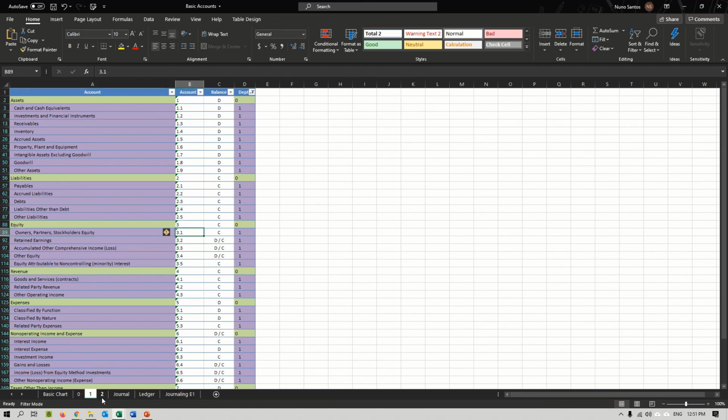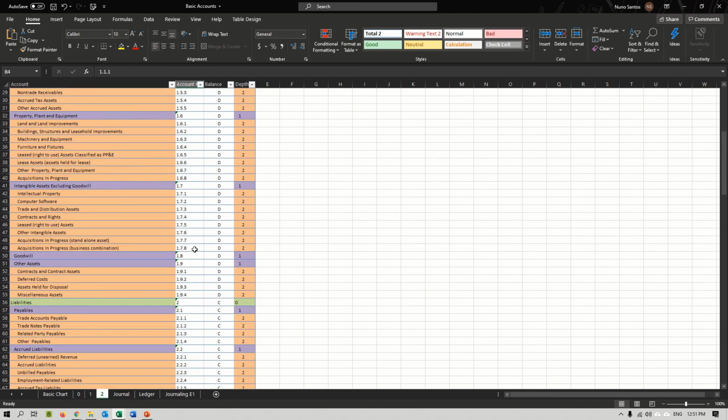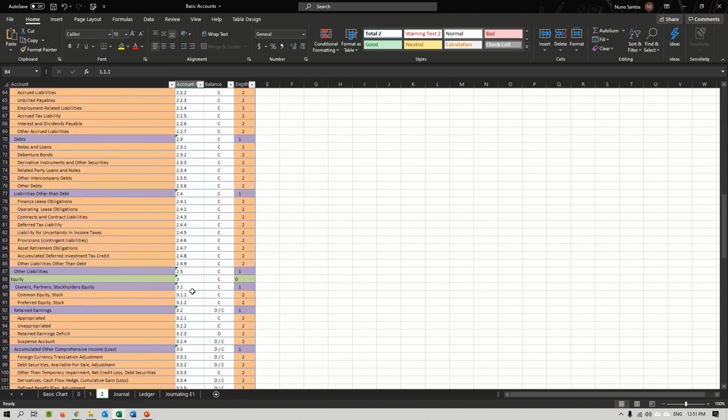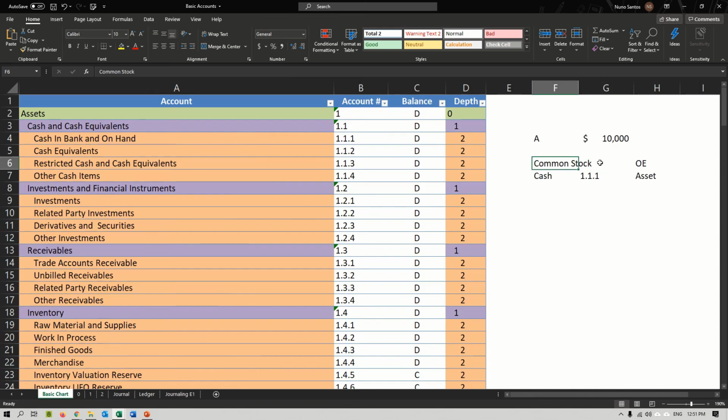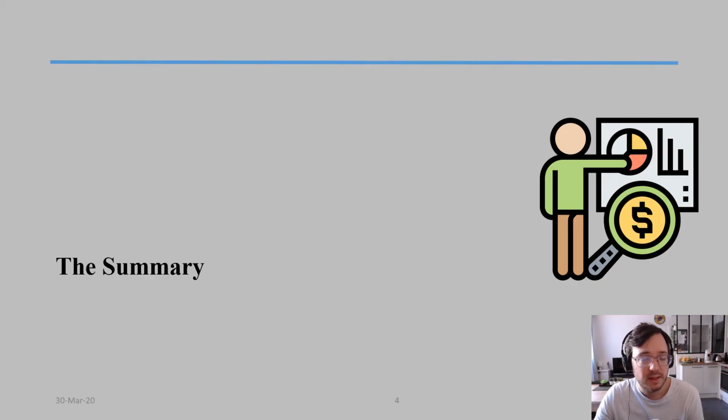Okay, now I go to my level 2 and I find my 3.1, and I have to scroll down a little bit. Here it is. And now I just have to see, is this common equity or is this preferred equity? And in this case, it's common equity. So now I know that my account code is 3.1.1. And that's how I find my account numbers.